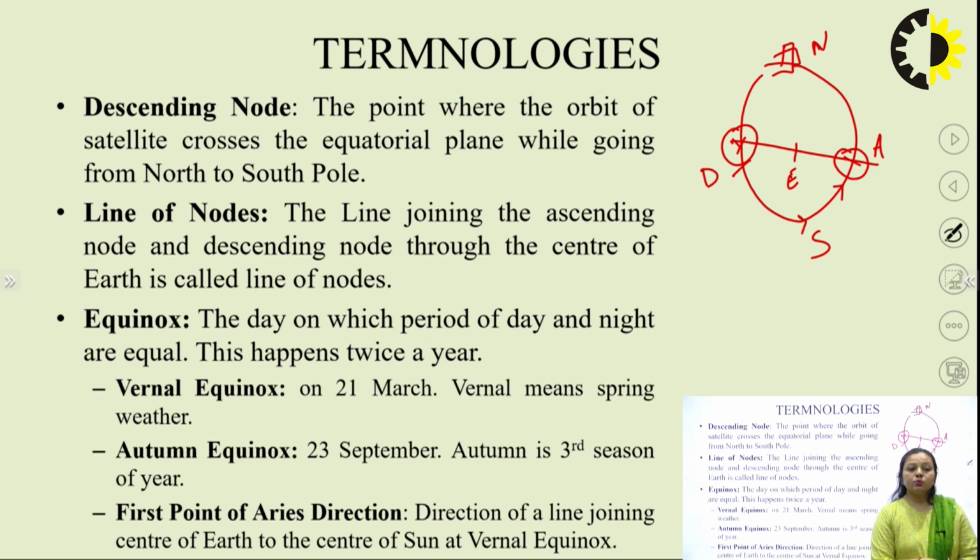Next is the first point of Aries direction. It is the direction of the line joining the center of Earth to the center of Sun at the vernal equinox. That is, on this particular day, the direction of the line joining the center of Earth with the center of Sun, we call the first point of Aries direction.